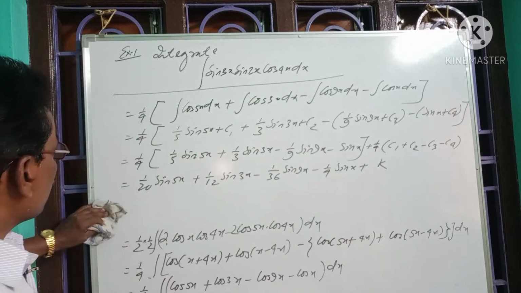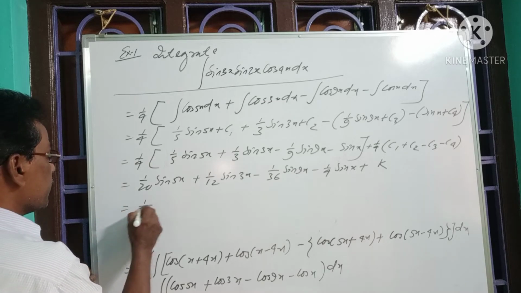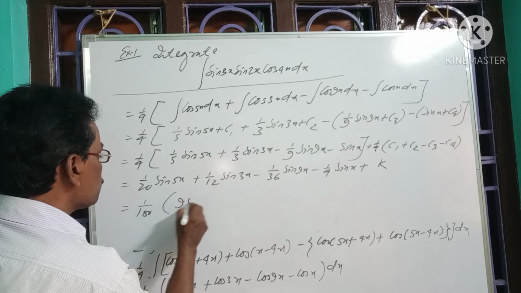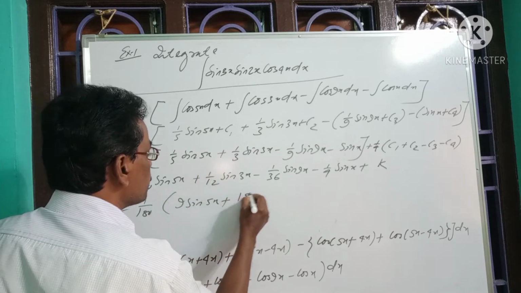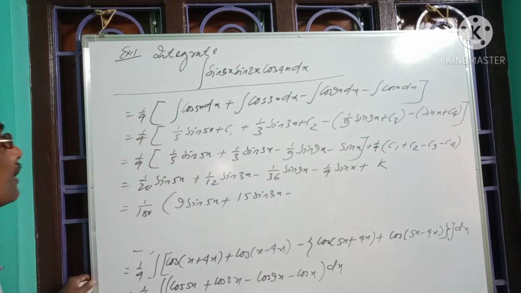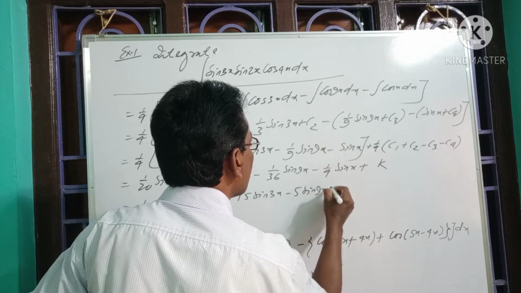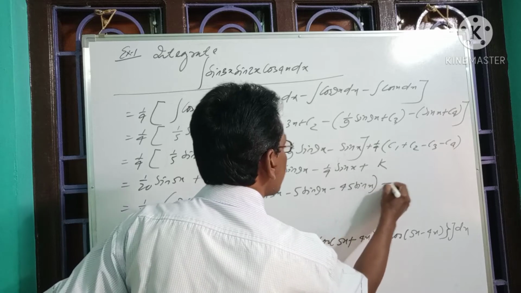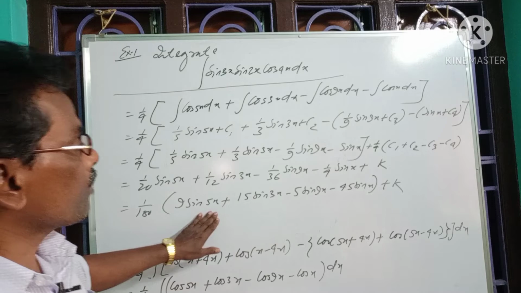So again simplifying, at last we can find, taking 1 by 80 common from all the functions, we have 9 into sin 5x plus 15 into sin 3x minus 5 into sin 9x minus 45 into sin x plus k, the constant of integration. So in this process, the integration is over now.